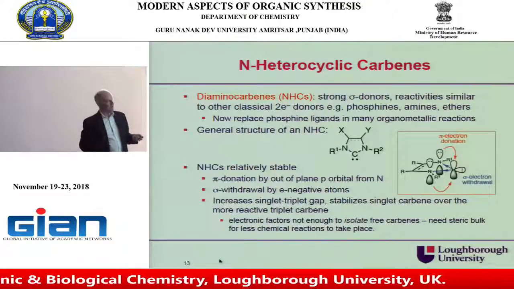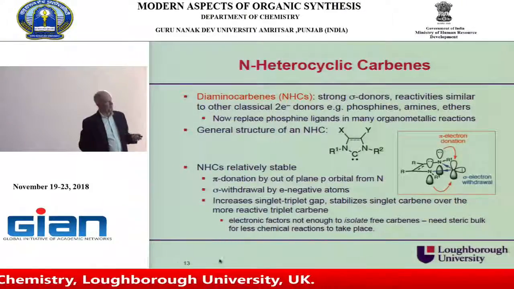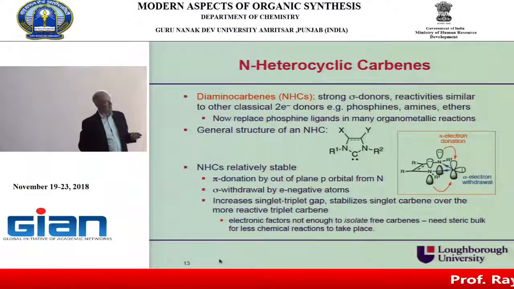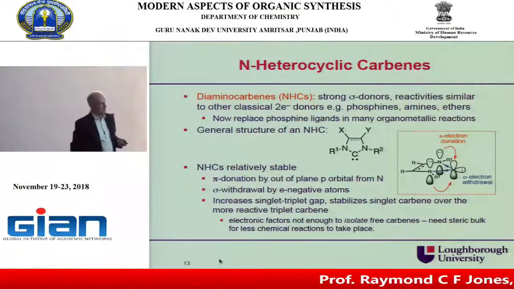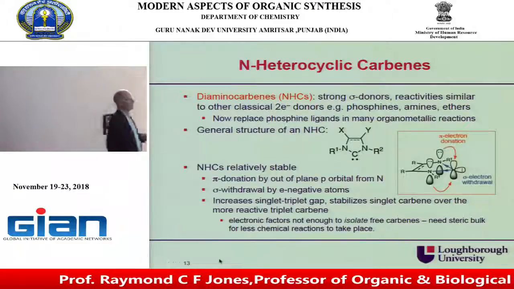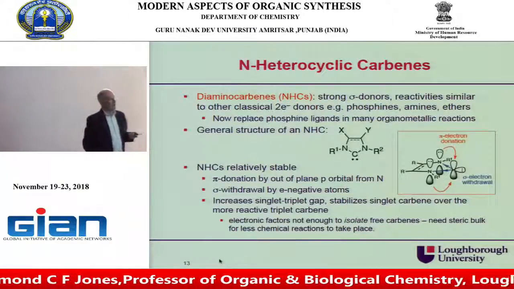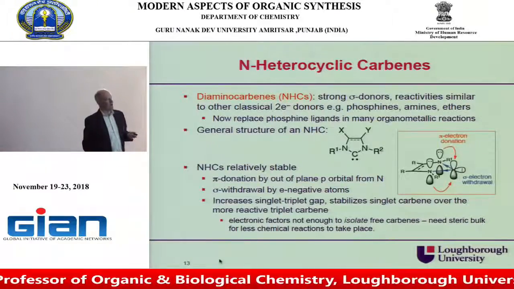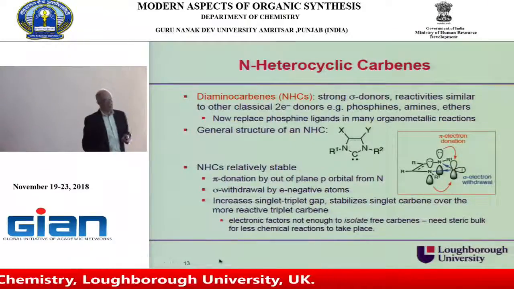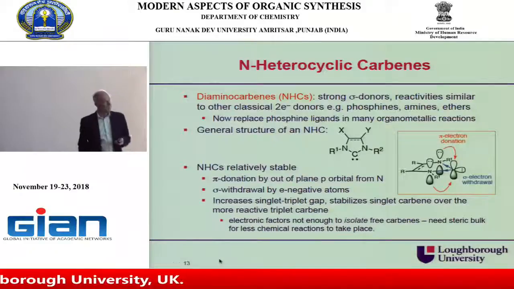N-heterocyclic, those are N's in a heterocycle. The simplest ones are five-membered. They may or may not have another double bond in, so they may or may not have come from aromatic heterocycles. They may come from reduced heterocycles. We have two nitrogens attached to a carbenoid carbon. The nitrogens have to be substituted.